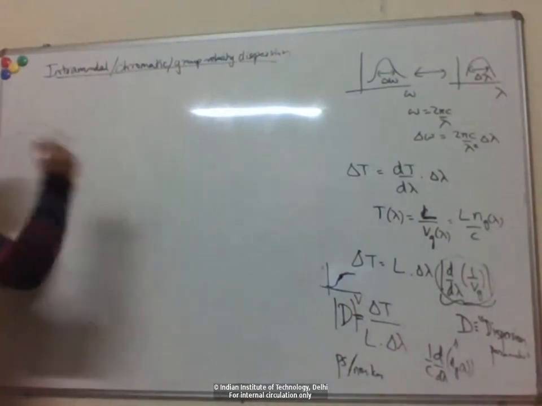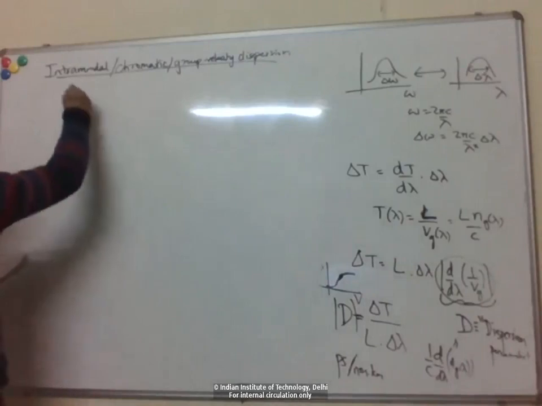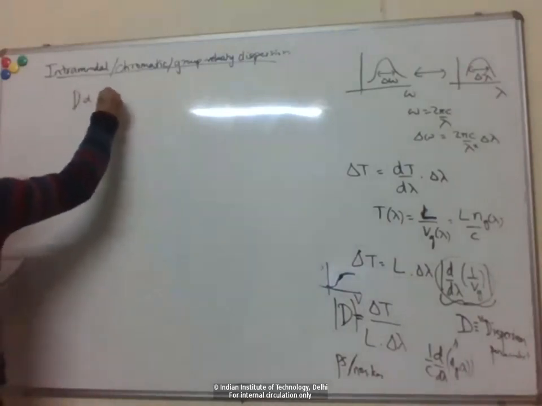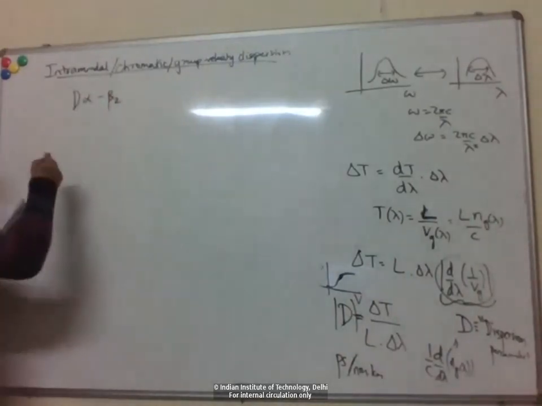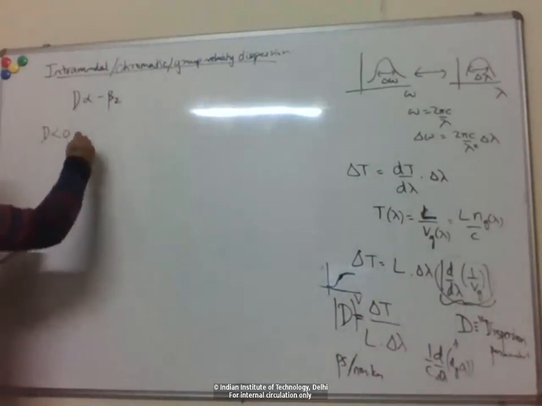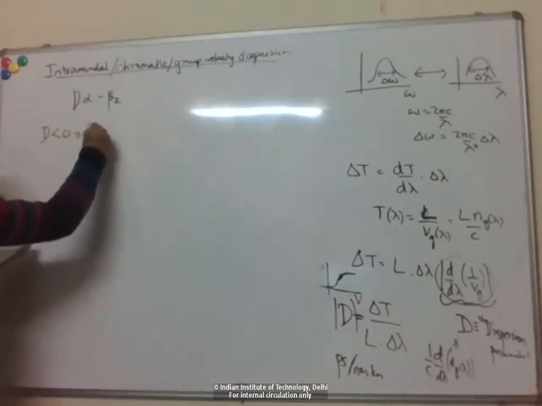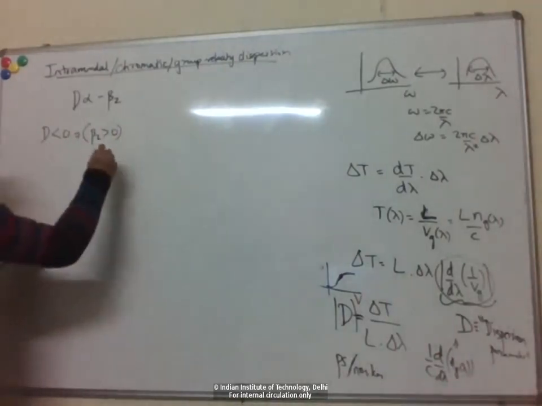Okay, just one thing maybe to discuss. Recall, D and beta 2 have opposite signs. There is some terminology: if D is less than 0, equivalently this means that beta 2 is greater than 0. So if D is negative and beta 2 is positive, this is known as normal dispersion.